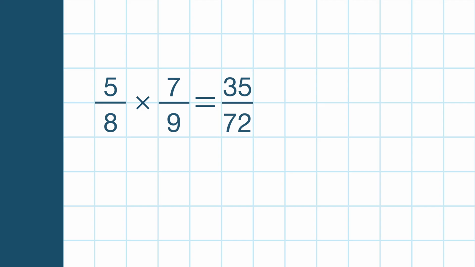To multiply fractions, you multiply the numerators together and multiply the denominators together. Remember to check if your answer can be simplified.